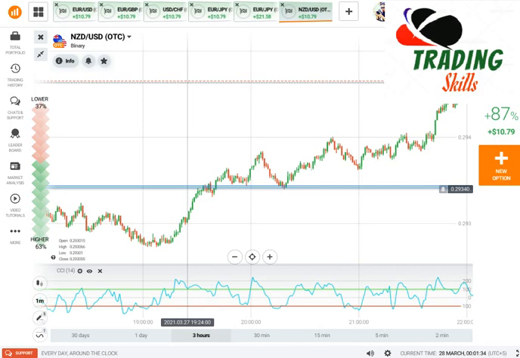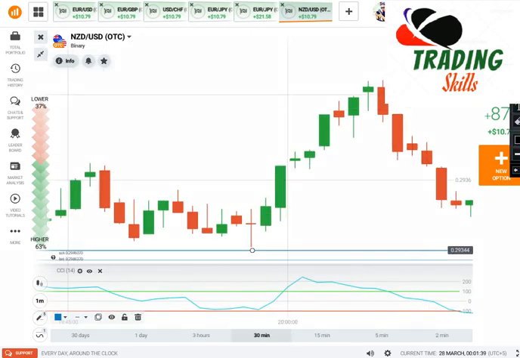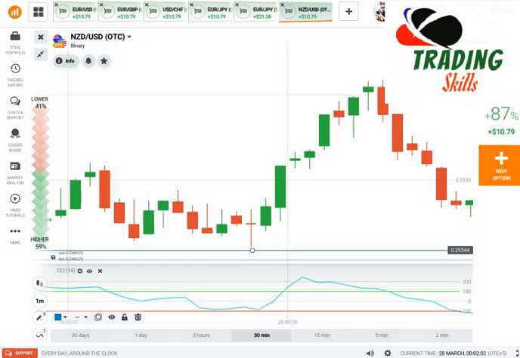So now in this area, where is SNR? So this is a support, resistance, this is a support, this is a support, this is a support, and this is a resistance. So this area is a strong SNR. So because of this level we can expect here a reversal.